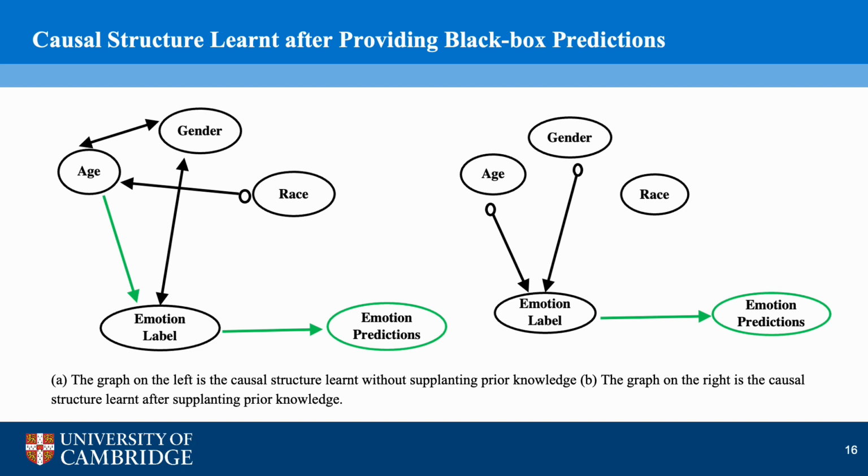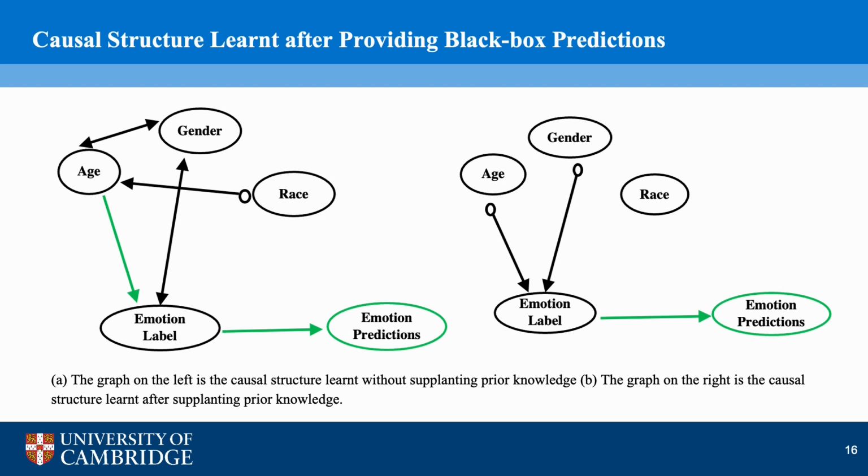In our second experiment, we repeated the same experiment but with the predicted emotion class from the ResNet 18 included as part of the ecosystem. Again, here we see the graph on the left is the causal structure learned without supplanting prior knowledge, and the graph on the right is the causal structure learned after supplanting prior knowledge. We see that this produced more informative results than before. Analyzing the graph on the left, we see that there is unmeasured confounding between the variables age and gender, and between the variables gender and emotion labels.